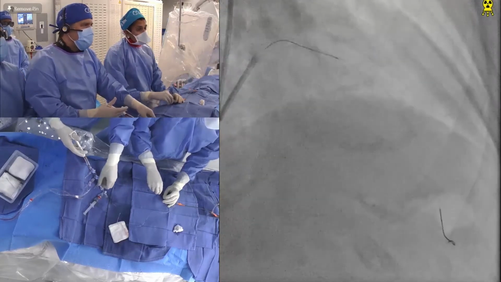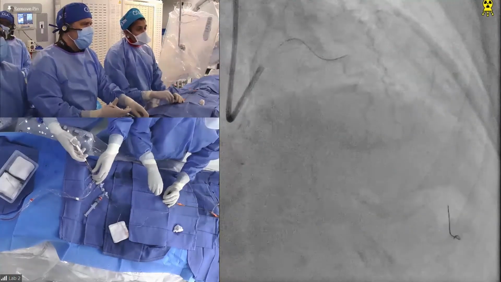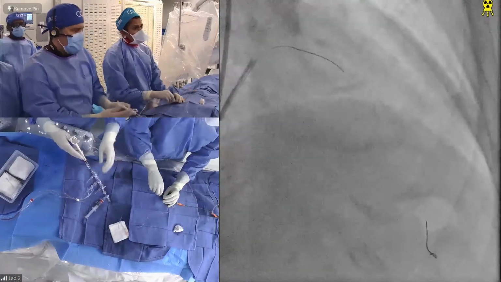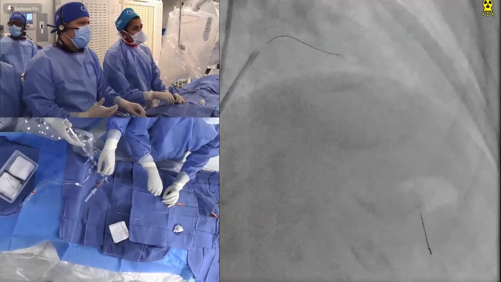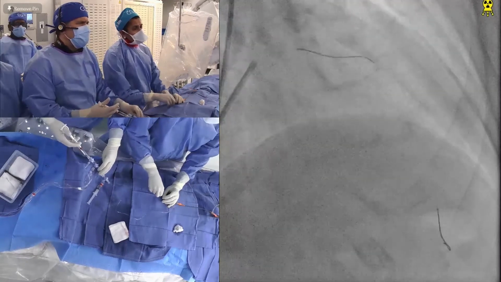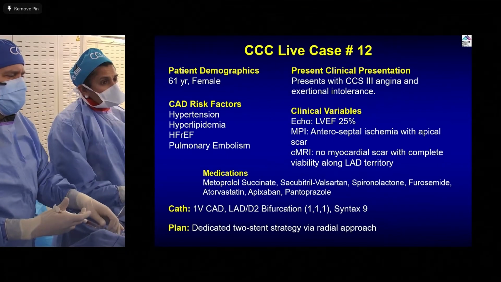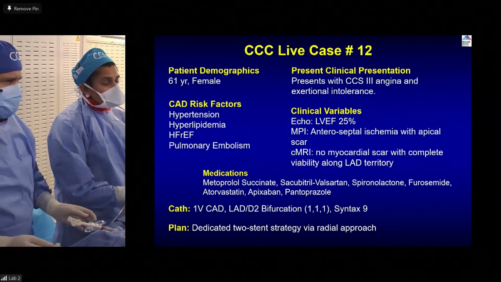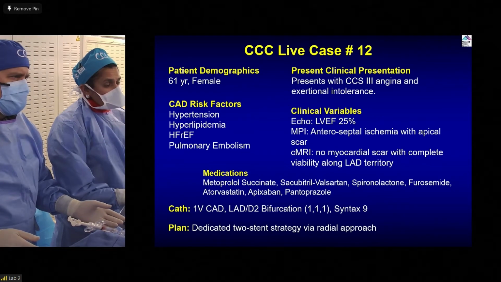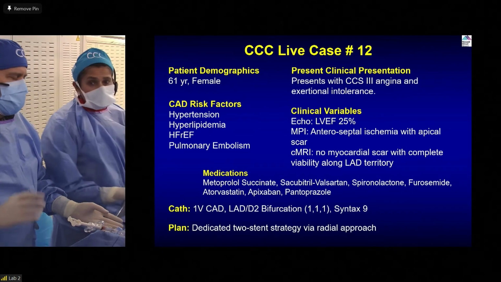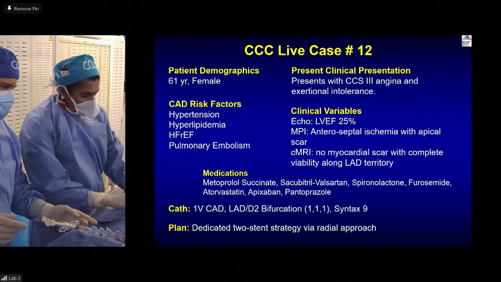Okay, Dr. Keeney, tell us a little bit about what you're doing. I see you wiring this LAD diagonal. Can you put the slides up, can you show the slide of case number 12? Okay, good.